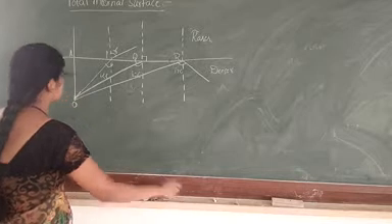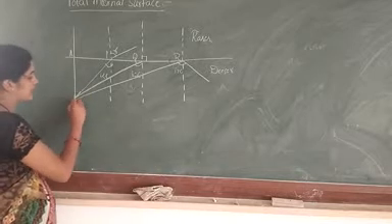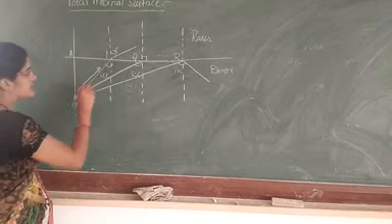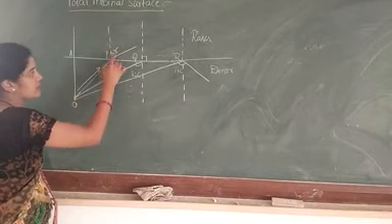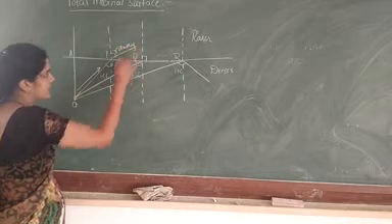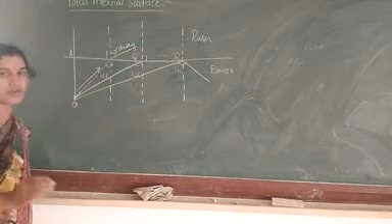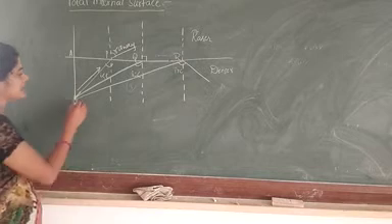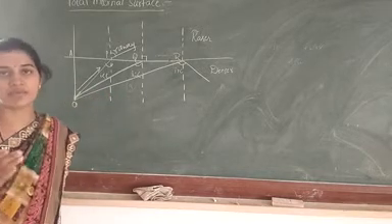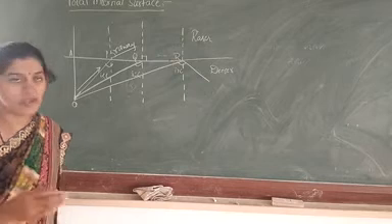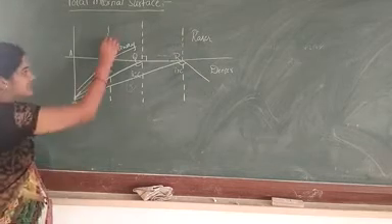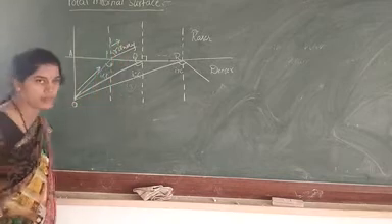Now let us consider OP, the ray which is passing from OP. It gets refracted away from the normal. This away from the normal is for the ray which is made to pass from the denser medium to the rarer medium. When it is passing from the denser medium to the rarer medium, it always bends away from the normal.